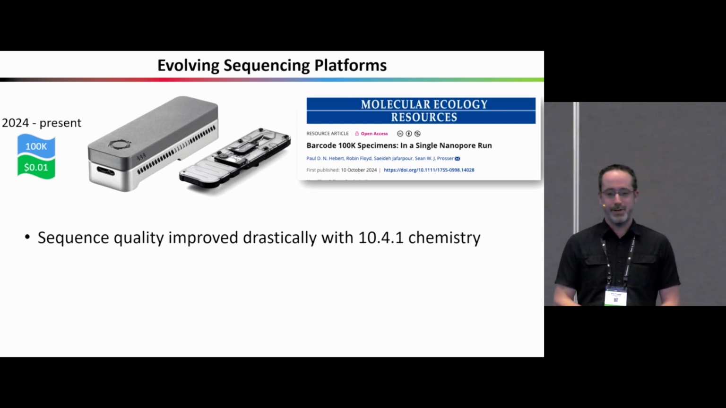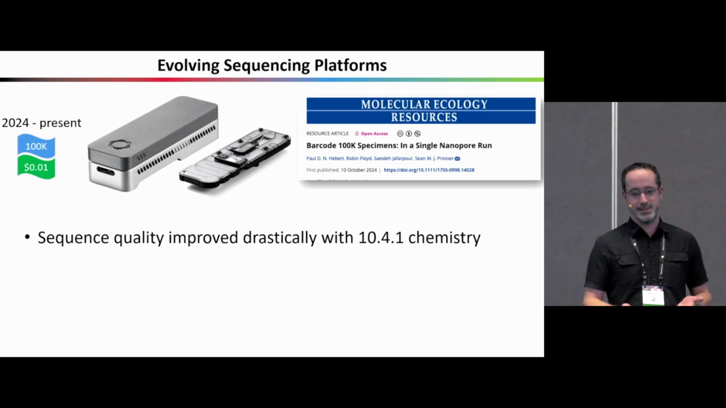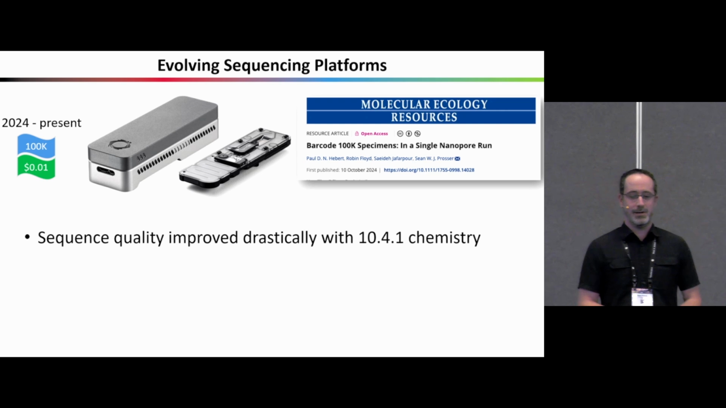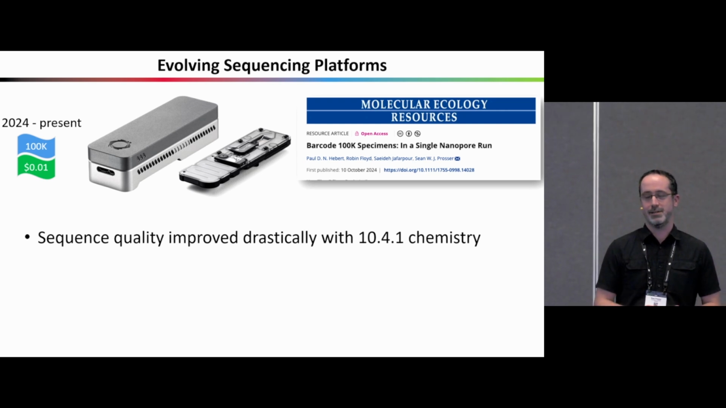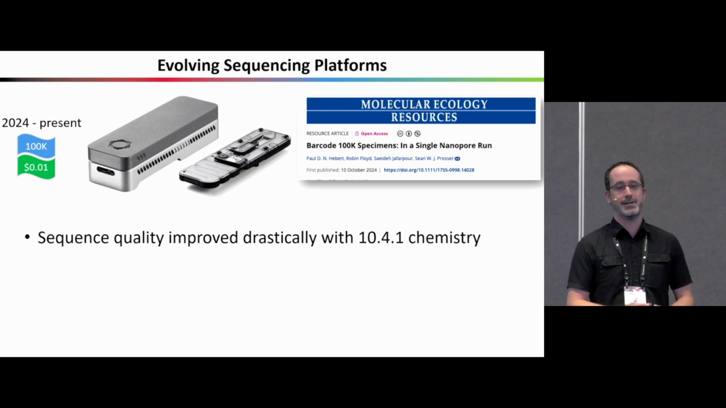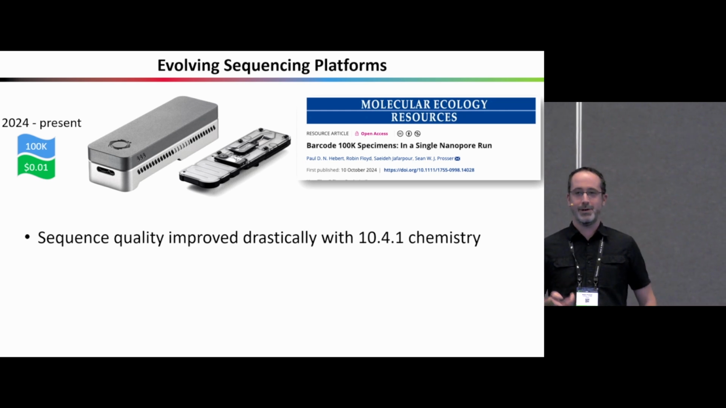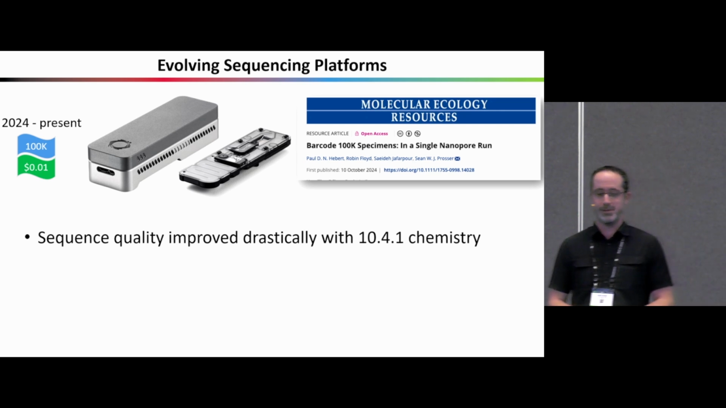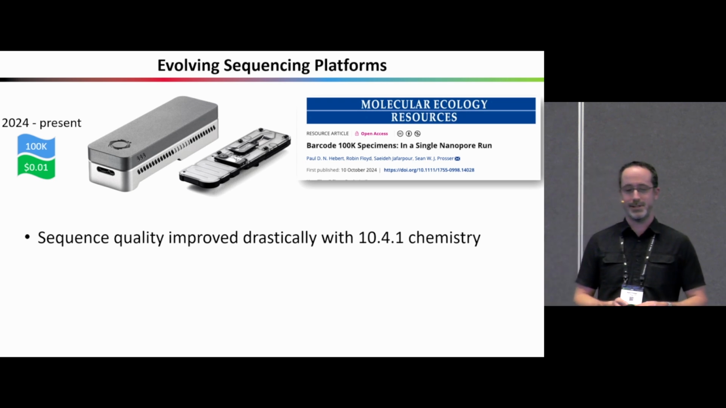In 2024, we started migrating over to the Oxford Nanopore MinION sequencer. The reason we did this at this time was because of the release of the 10.4.1 chemistry, which led to a drastic improvement in sequence quality, and all of a sudden we could now leverage this technology to produce reference-grade barcode sequences. Using this MinION platform, we can sequence up to 100,000 samples at once at a cost of 1 cent per specimen. So this was, again, another giant leap forward for us in our goals.